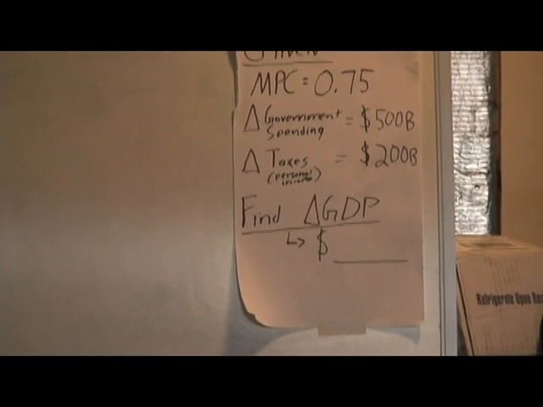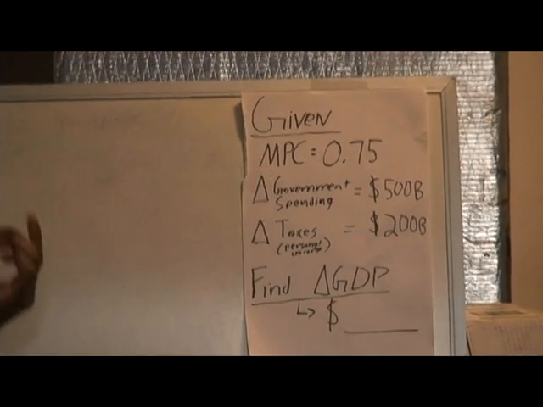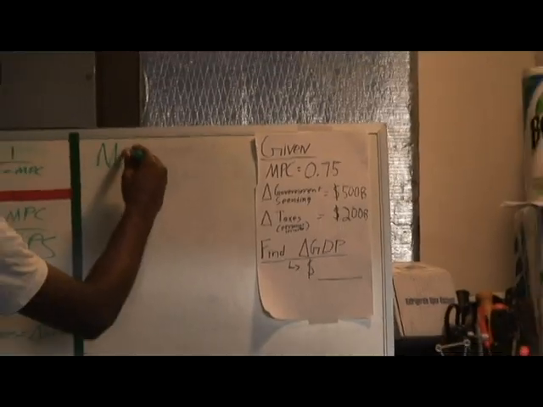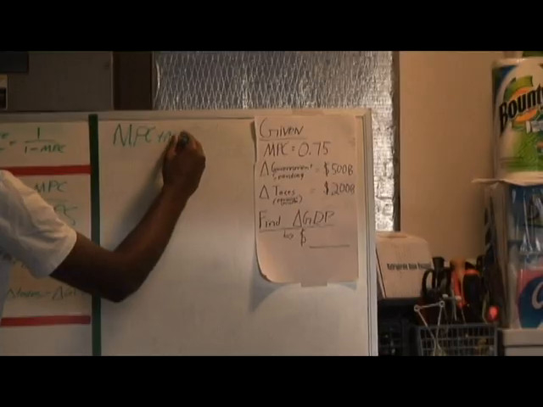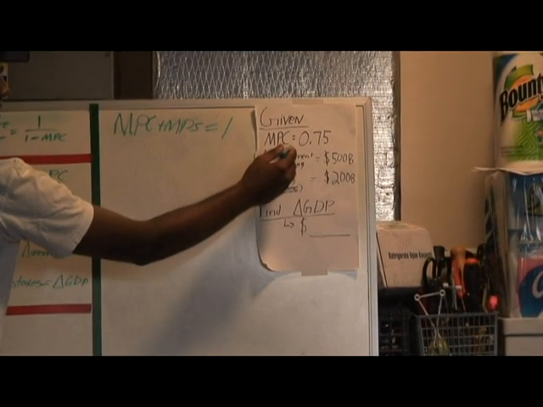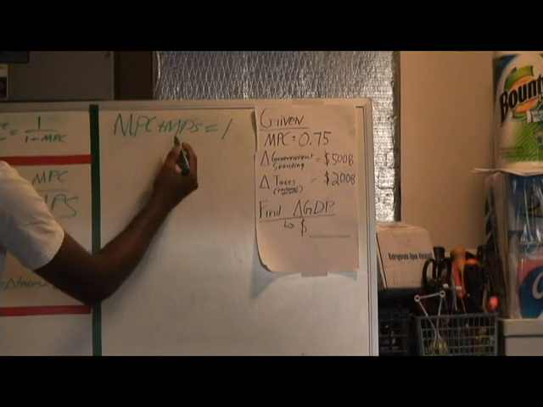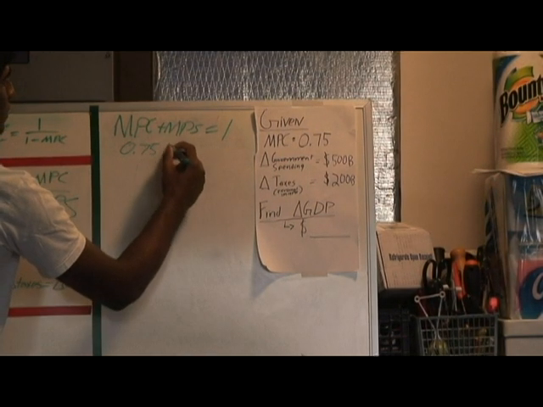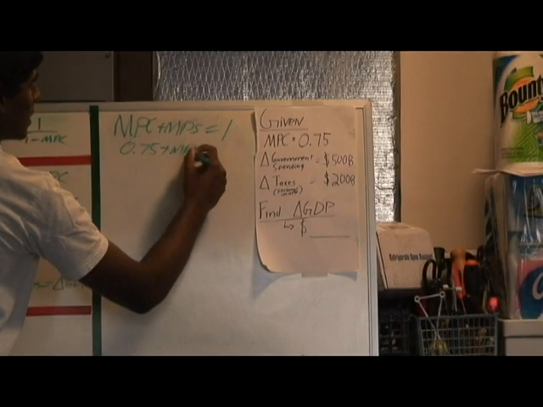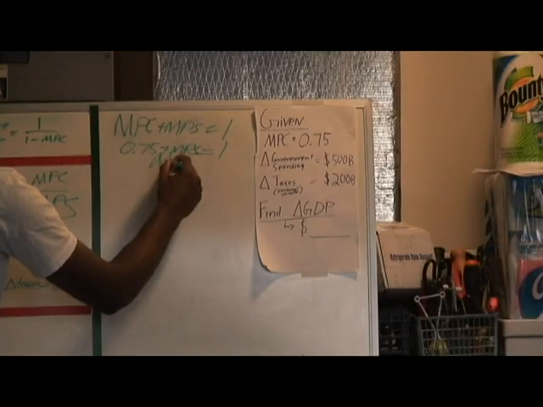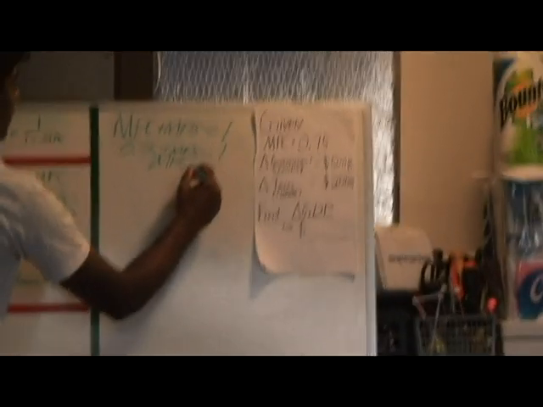First of all, since we know MPC, we need to find MPS. We all know the formula, MPC plus MPS equals 1. Now, if MPC is 0.75, we need to find MPS. 0.75 plus MPS equals 1. Now, we just do 1 minus 0.75 and we get MPS equals 0.25.